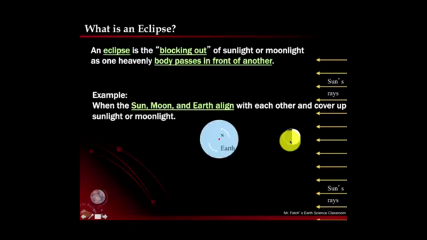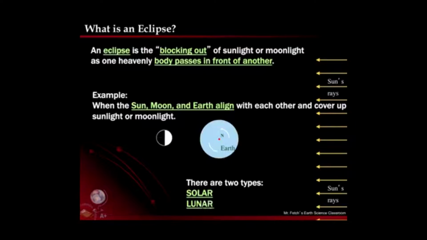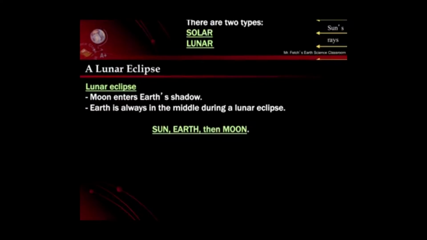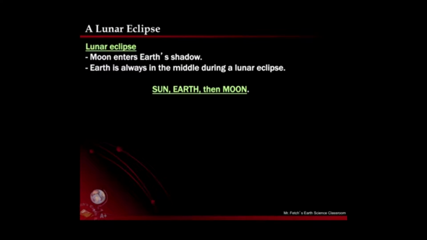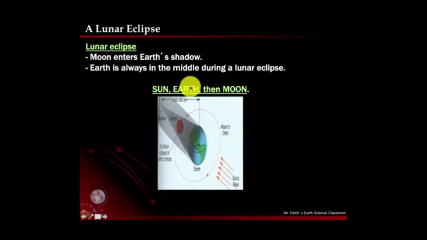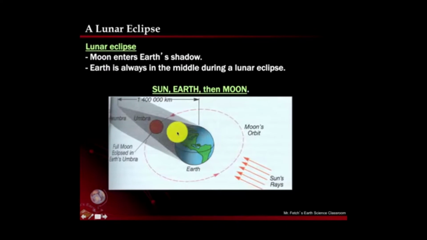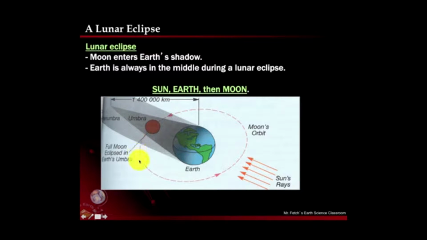We can have the moon in the middle so that it's sun, moon, earth, or we can have the earth in the middle so that it's sun, earth, moon. And that gives us either a lunar eclipse or solar eclipse, depending on which is in the middle. Let's take a look at lunar eclipse first. To get that, the moon enters into Earth's shadow, and the Earth is always in the middle. So it must be this orientation: Sun, Earth, Moon, with the Earth in the middle, just like you see in this picture. You have the Sun over here, the Earth is in the middle, and the Moon is right there.